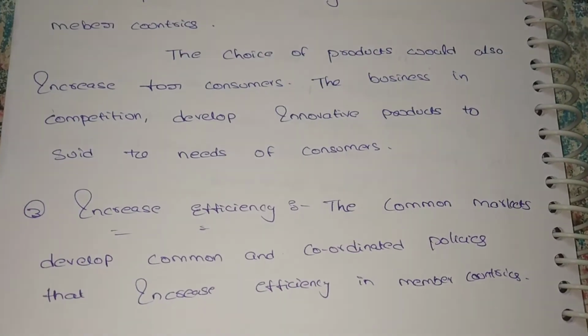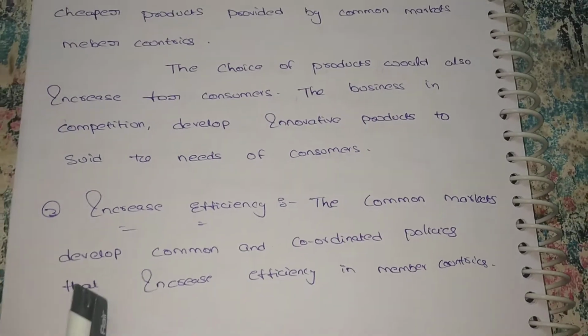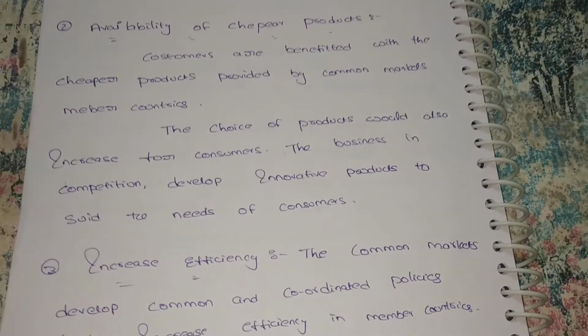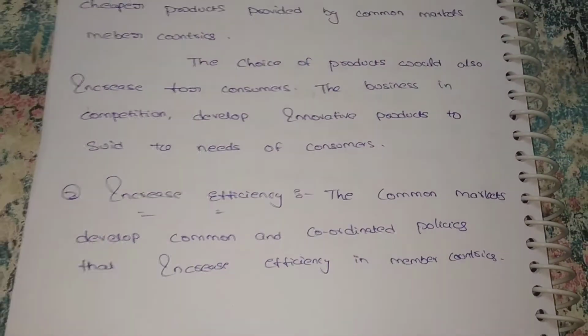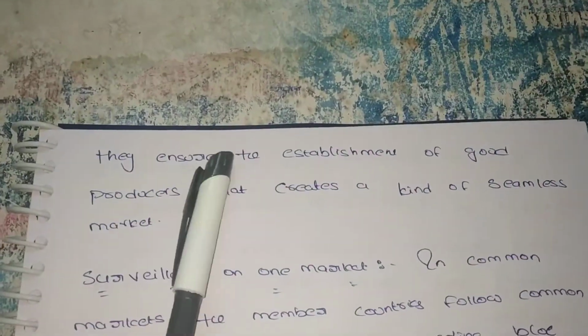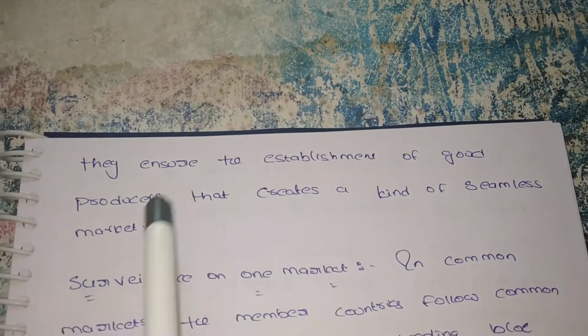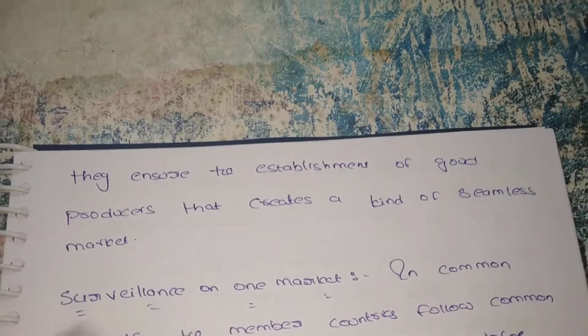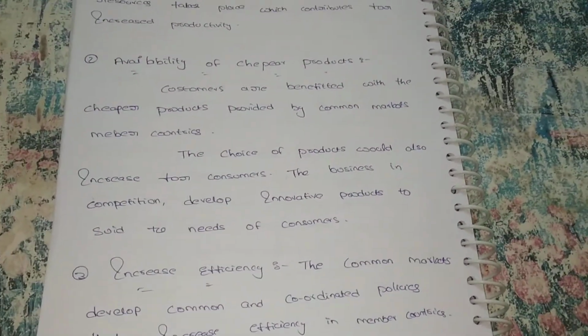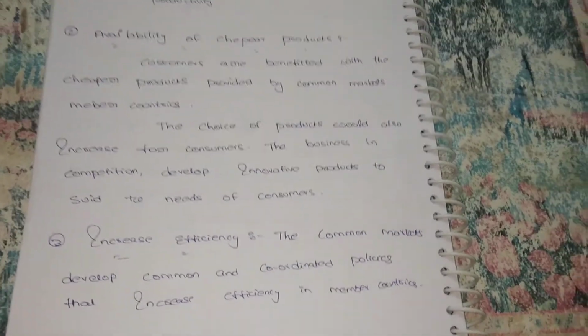Next, increased efficiency. The common market develops common and coordinated policies. The main reason for common markets is to develop and coordinate common policies that increase efficiency in member countries. They ensure the establishment of good processes that create a kind of seamless market. Seamless market means unbreakable, we are unable to break the market. What is increased efficiency? In a common market, we can freely transfer goods and services and also labor.